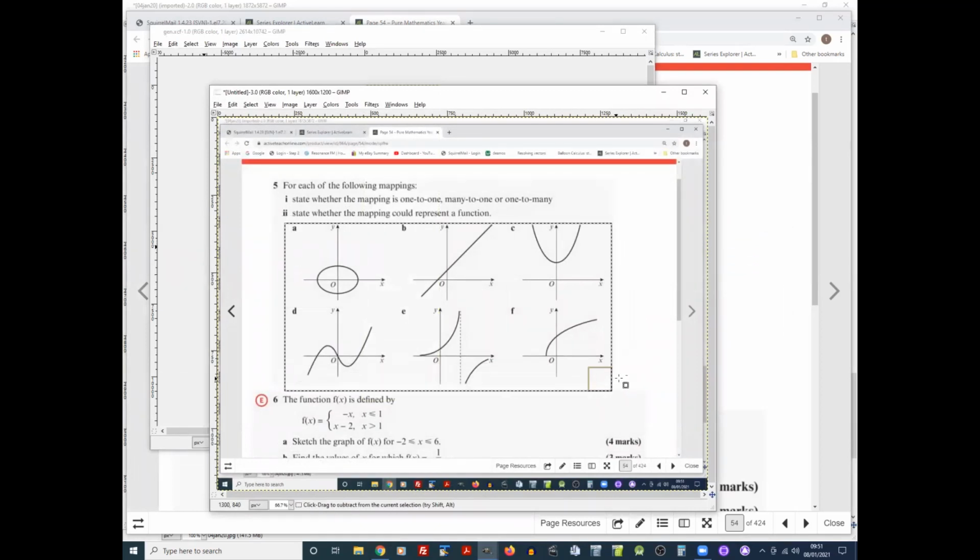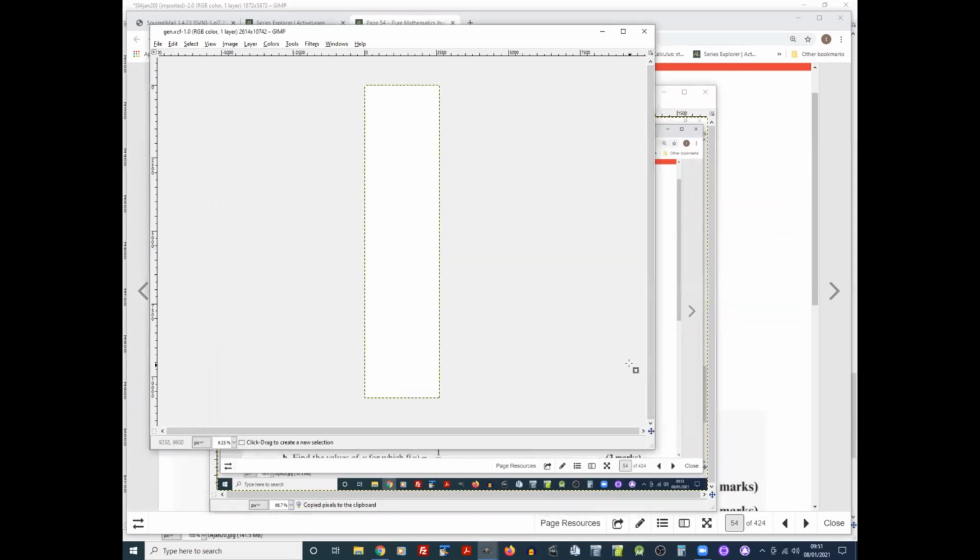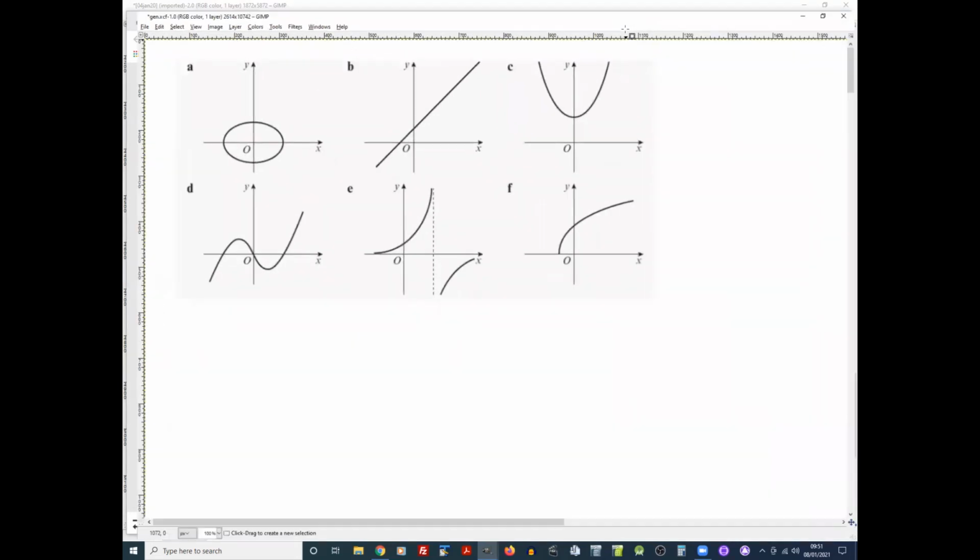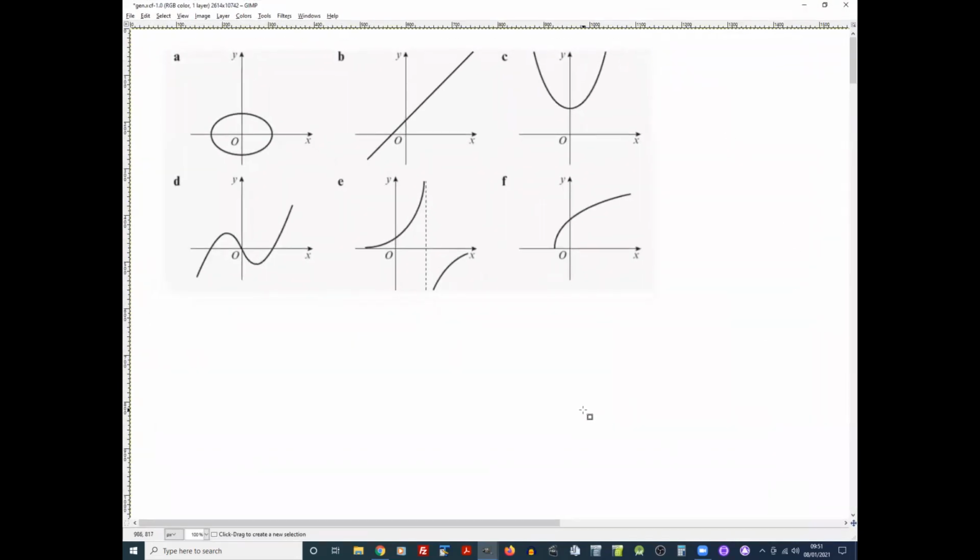And yes, the other question they're asking about it, we'll probably end up mentioning anyway, which is whether they are a function or not. So when is a relation between x and y coordinates called a function?